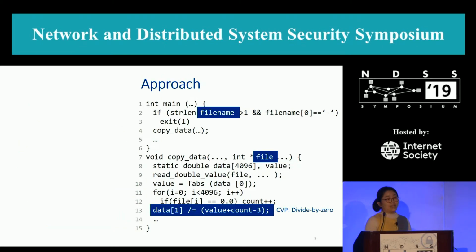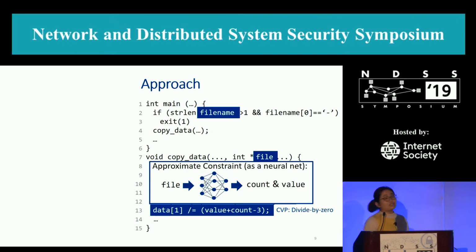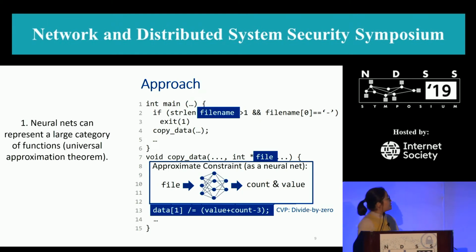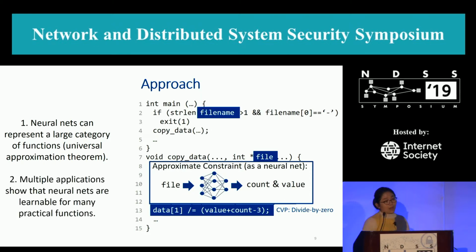So specifically, what kind of approach can we use to learn this approximation? Here, in this work, in order to make it more general, we decided to use neural networks to learn the approximate constraints. There are two reasons for us to select neural networks as the main technique. First, neural nets can represent a large category of approximations of functions, as shown in the universal approximation theorem. Second, in practice, multiple applications have shown that neural nets are learnable for many practical functions.